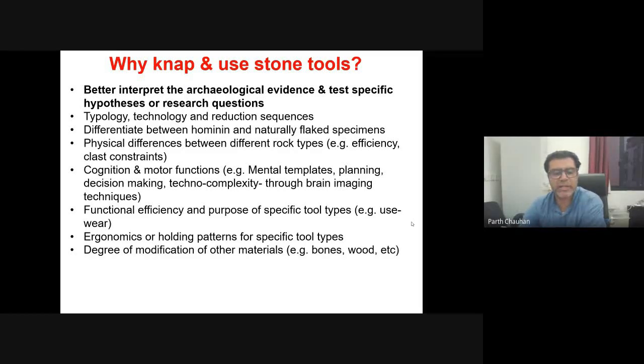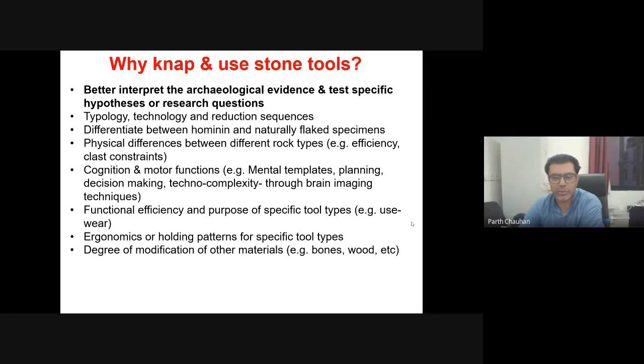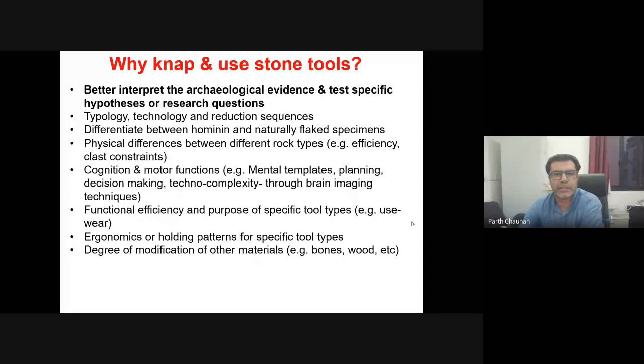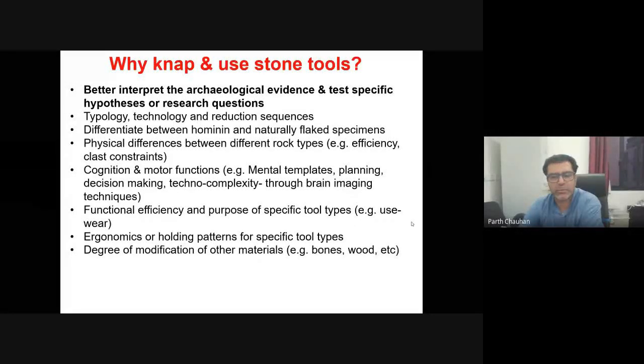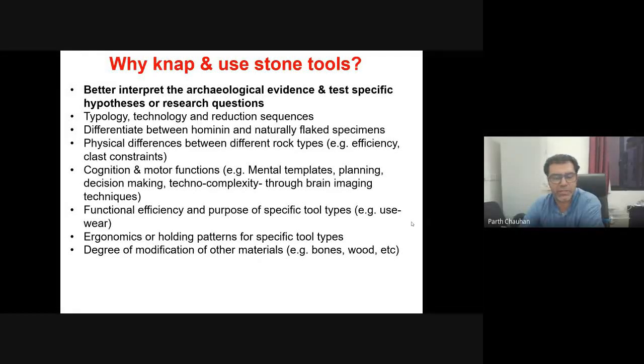Then also degree of modification on other materials. How did other materials get affected by stone tool use? When you're cutting meat from a bone, how does the bone get modified? What kind of marks appear? Where are the marks preserved on the bone? And then also wood. How fast can wood get destroyed or cut by using rocks? How long does it take to scrape leather, for example, or hide?